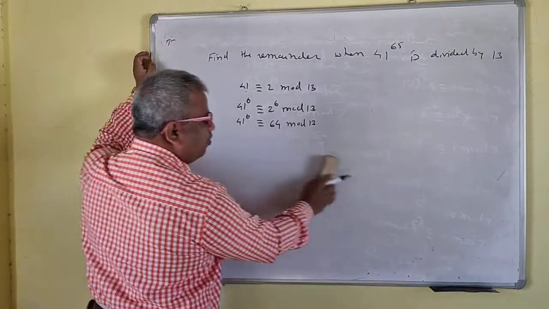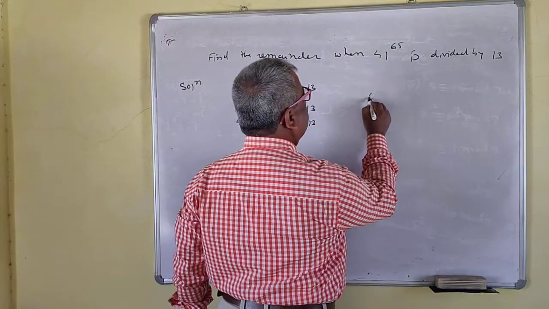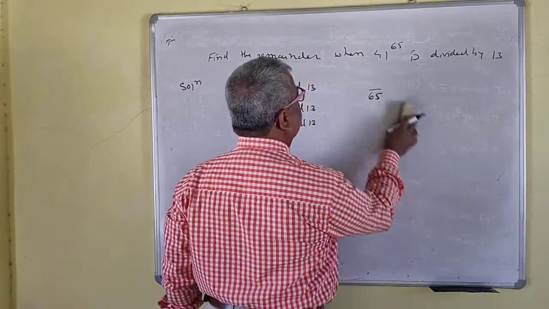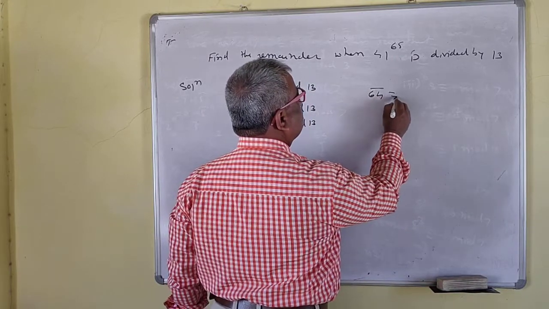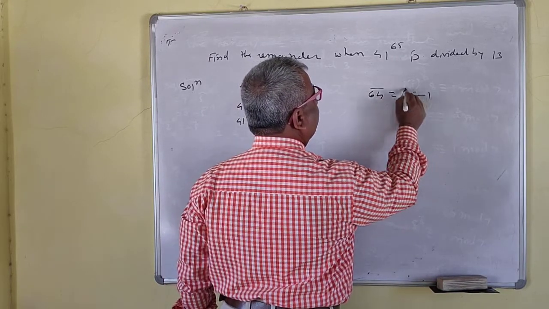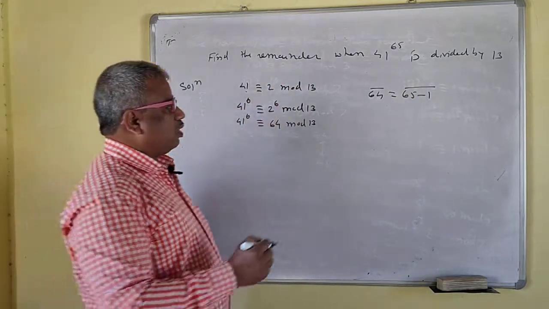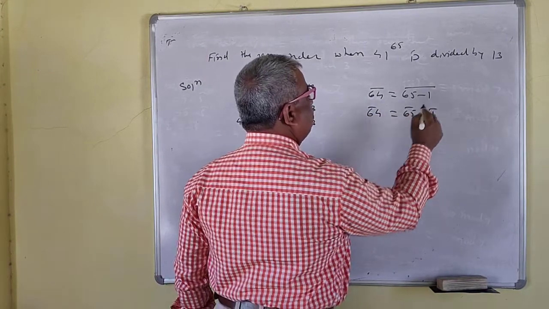Okay, so now what I will do, 65 bar. Instead of this, 64 bar is the same as 65 minus 1 bar. We are in modulo 13 now. So 64 bar is the same as 65 bar minus 1 bar.